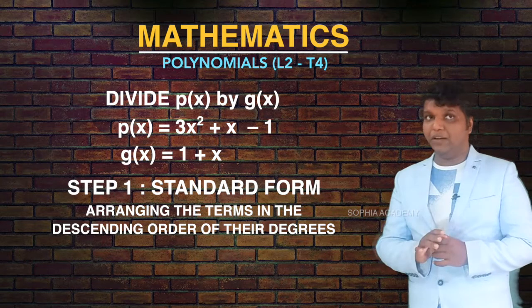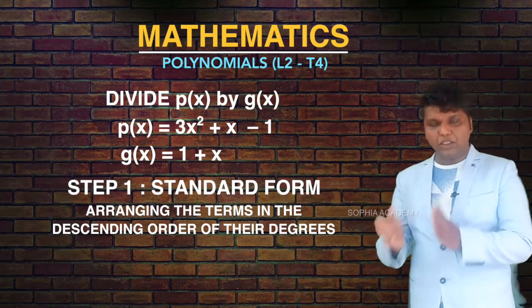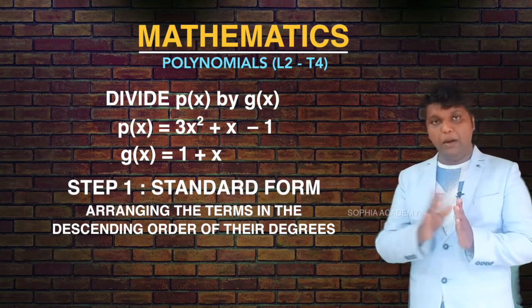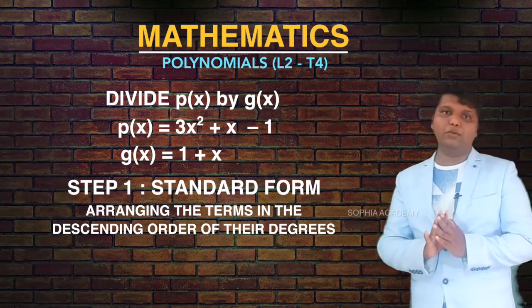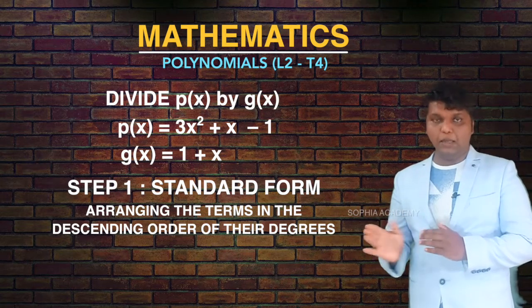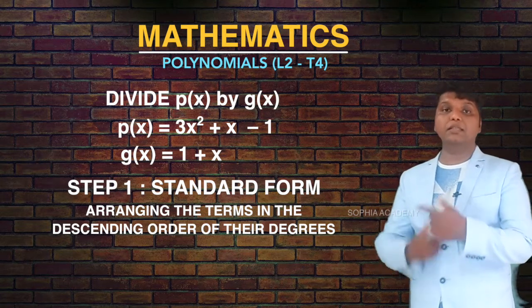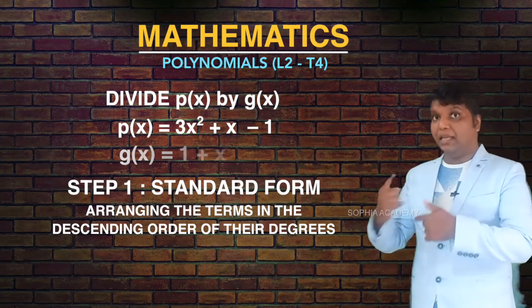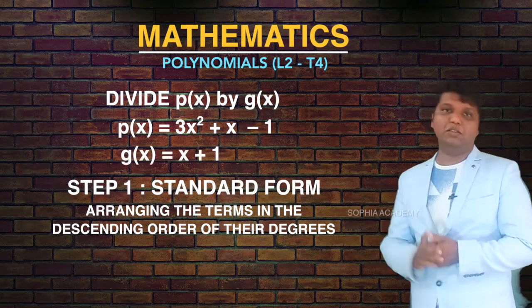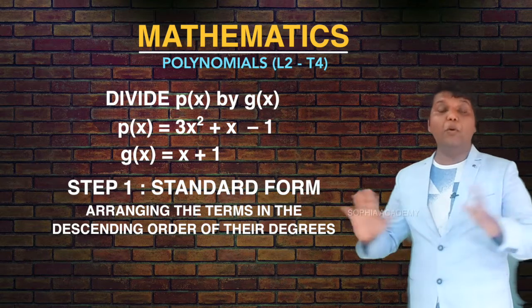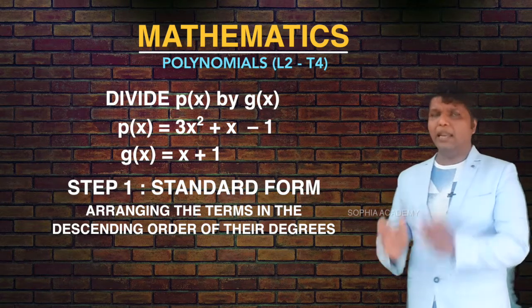What about our g of x? It is 1 plus x. First of all, you have to write the variable part, and only towards the last the constant part. So here it is 1 plus x. We bring it into order and write it as x plus 1. Is that clear? Now both of them are in the standard form, and now let us go to the division.